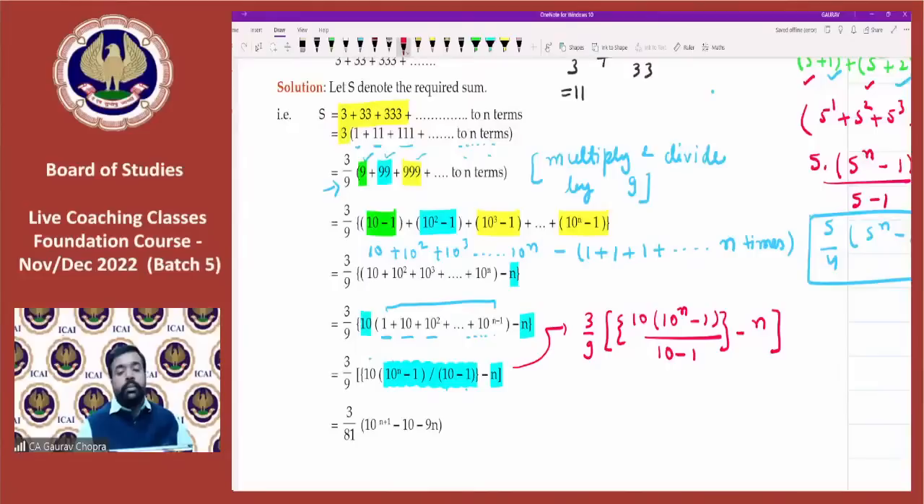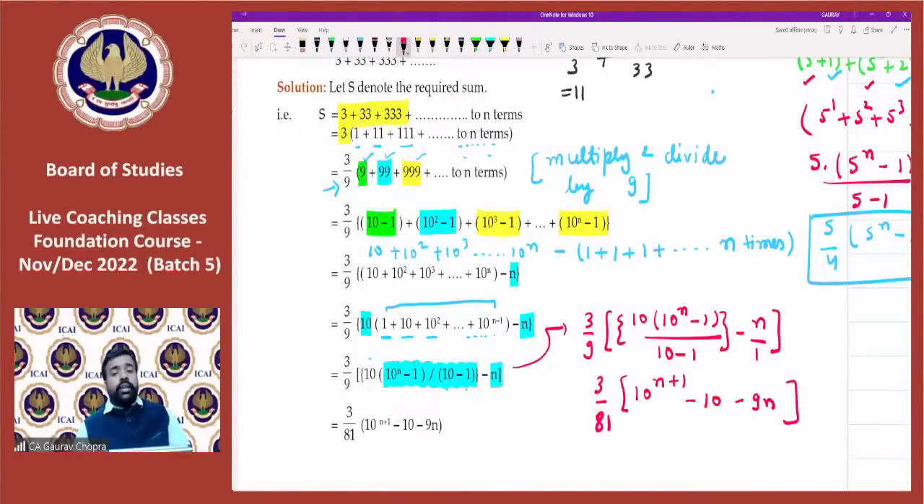Okay, this is available. So we can do some more simplification. So 10 minus 1 becomes 9, and 9 into 9 is 81. So 3 by 81, 10 can be multiplied inside. It will become 10 to the power of n plus 1 minus 10 minus 9n, because here we can take the LCM of 9. So this is the final answer.